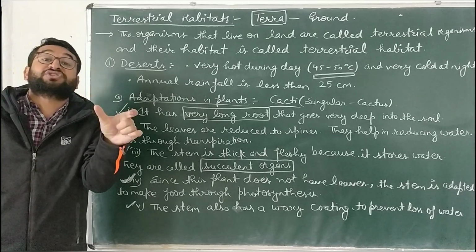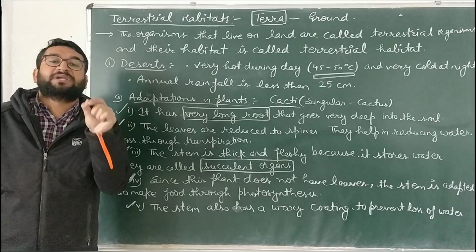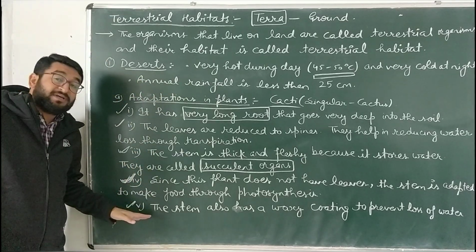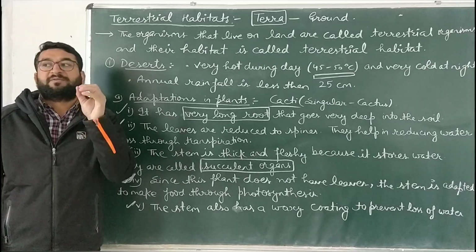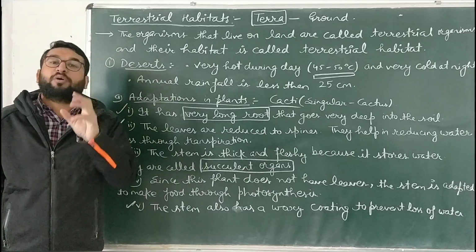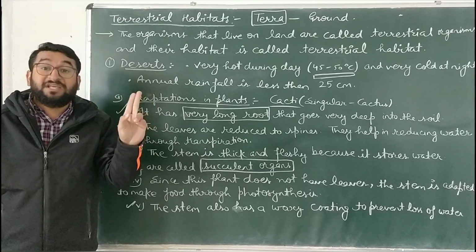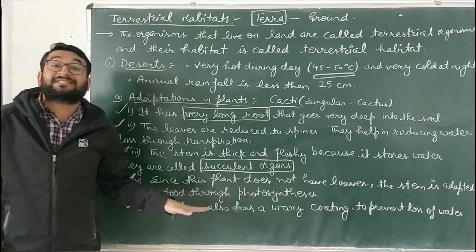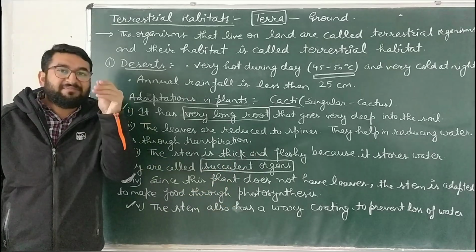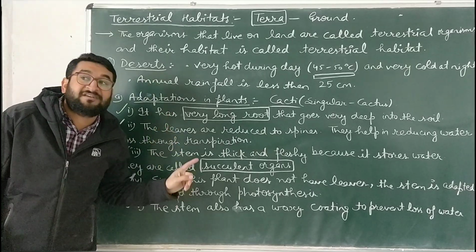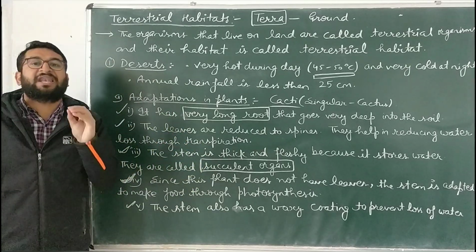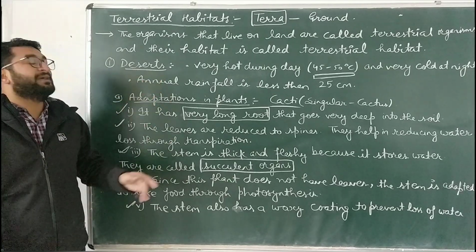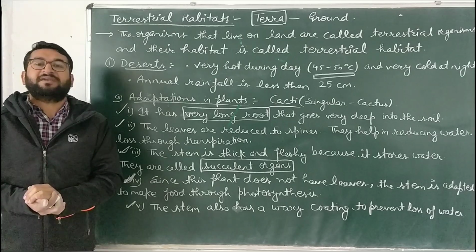तो वाटर लॉस ना हो इसके लिए स्टेम के ऊपर क्या है? वैक्सी कोटिंग प्रेजेंट है. So the stem is modified. First, it becomes thick and fleshy so that it can absorb water. Second, it does not have leaves, so stem performs photosynthesis. Third, the stem has a waxy, slimy coating over it, which prevents the loss of water, which does not allow the water to be lost to the environment unnecessarily. So these are the adaptations in plants which occur in desert.